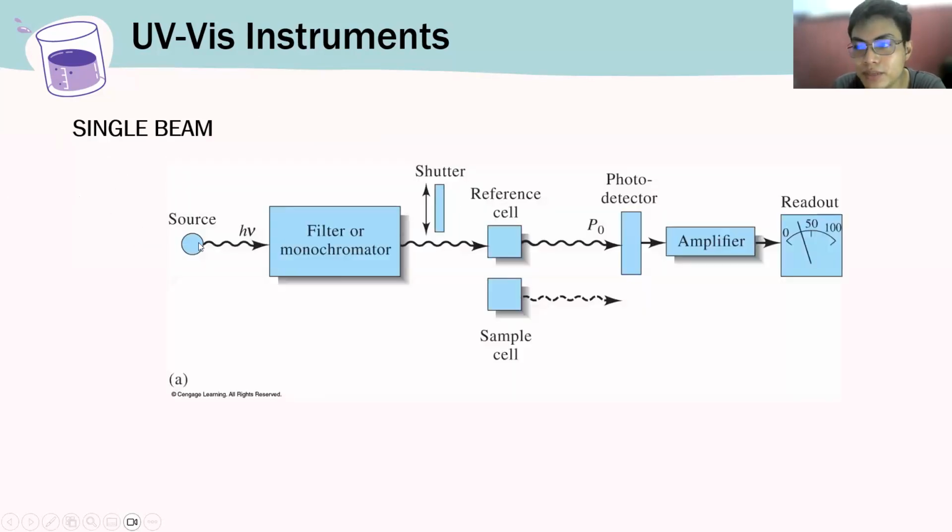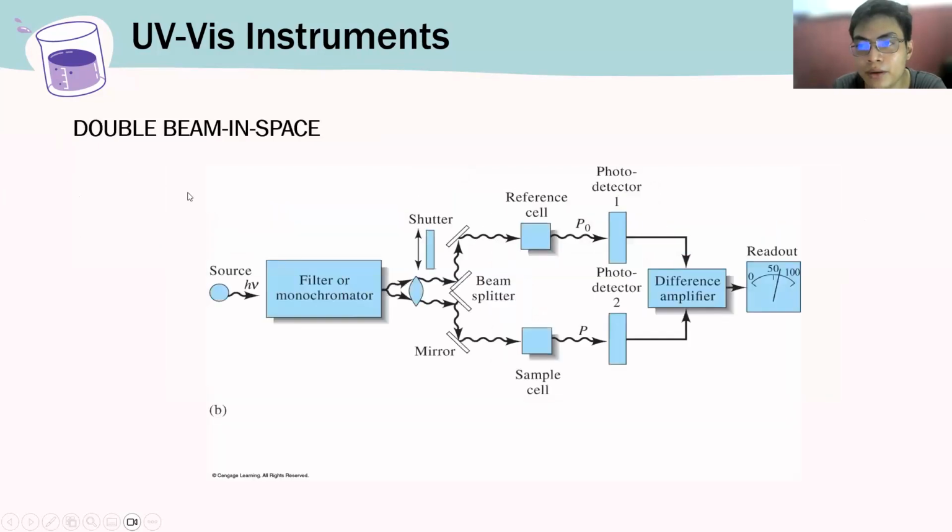So ito yung single beam, kaya siya rectangular kasi dire-diretso yan. Your light source, your monochromator, your sample, your detector, and then your signal transducer. Pero pag double beam yan, you have your light source, this is the monochromator. Whatever wavelength is produced here in the monochromator, it's split into two, the reference and the sample set.